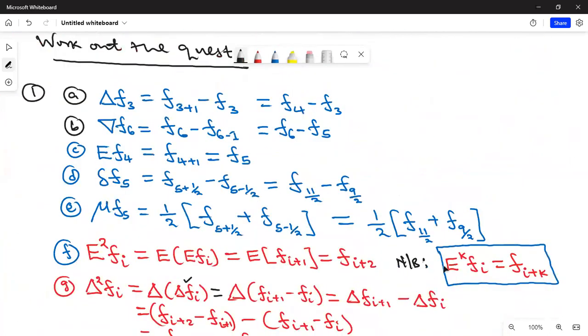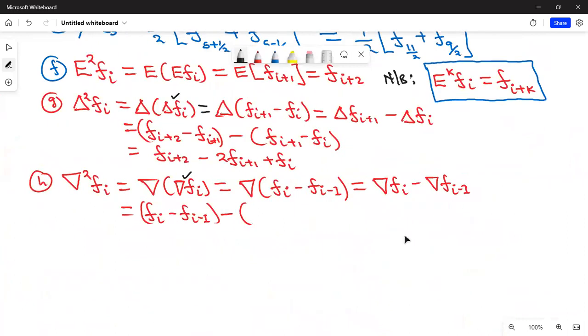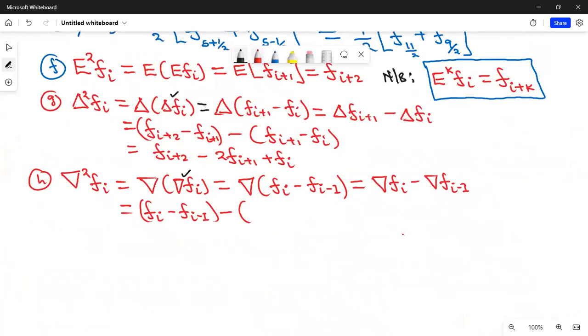So now we can use that idea to work out this. For Fi minus 1, the current is Fi minus 1 minus the previous, which is Fi minus 2. And when you open the bracket, you get Fi minus 2 Fi minus 1 plus Fi minus 2. Let's solve the other part, part I.